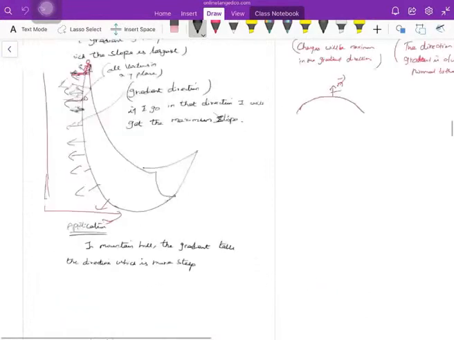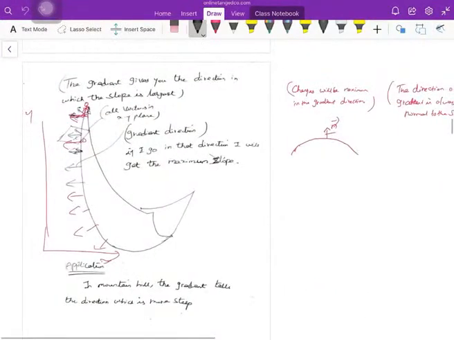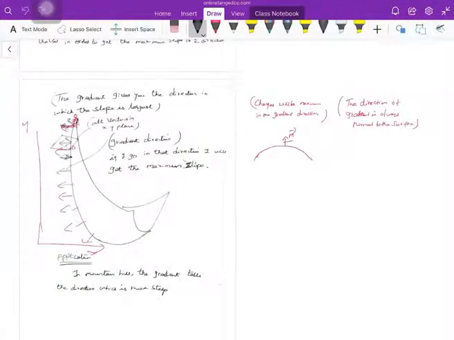What does a gradient mean? A gradient means two things. It will tell you the maximum steepness in the function. For example, I'm having a scalar field. For example, this is my scalar field, something like this. This is my scalar field.